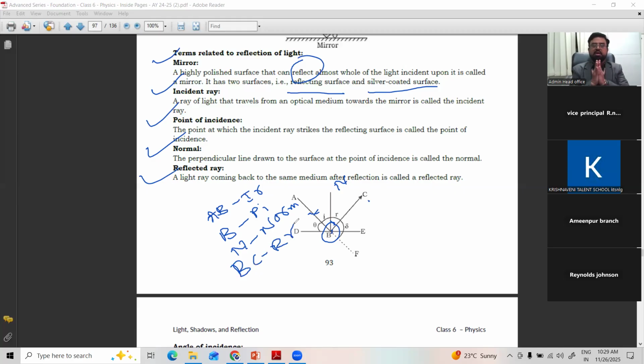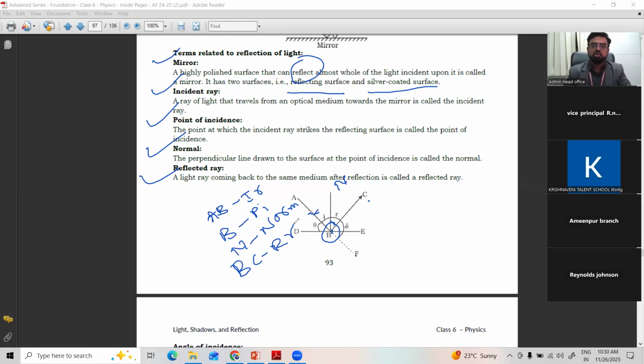See, simple. Whenever light falls on a mirror or any opaque object, the light coming towards the mirror is called the incident ray. The point where the incident ray hits the mirror is called the point of incident. The normal drawn from the point of incident, which is the actual direction of the light, is called the normal ray. And the ray reflected, moving away from the point of incidence, is called the reflected ray.